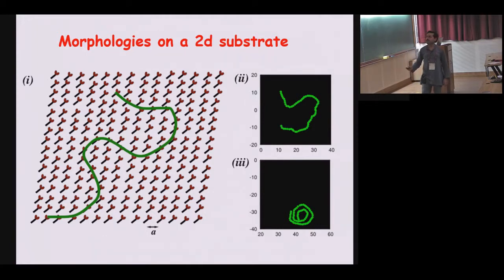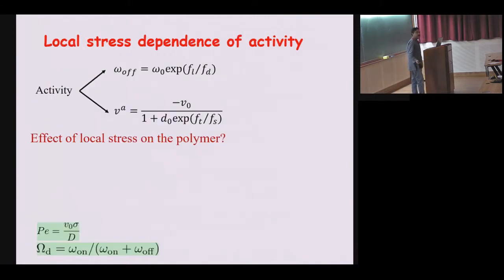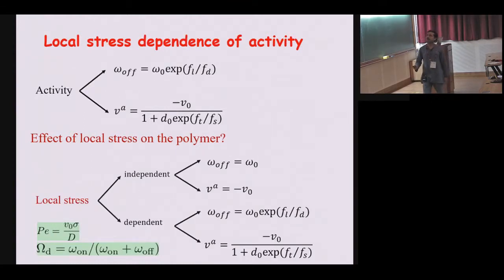Here I'm showing you two different morphologies of this filament for different conditions, and you can see that it can switch between open states and coiled states. So they can also coil up. That's significant. Having said that, let's ask what the two modes of activity are. They are the detachment rate, which depends upon the local load, and the active velocity, which again depends upon the local load.